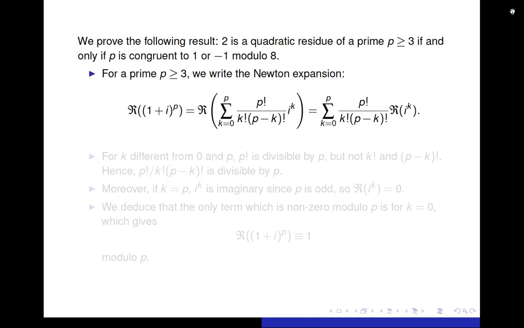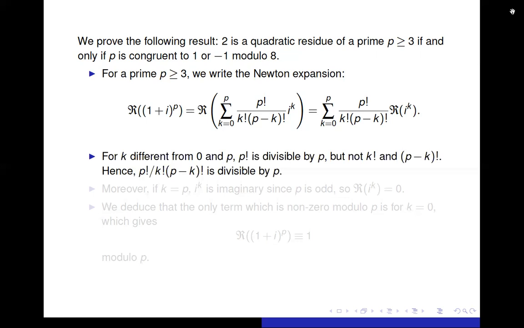So the first step of the proof is a Newton expansion. I expand (1 + i)^p, and then I take the real part. So I get the real part of the sum for k equals 0 to p of p choose k, so it's p factorial over k factorial (p - k) factorial, times i^k. Like take the real part. So I can write it as a sum of p factorial over k factorial (p - k) factorial times the real part of i^k. And I look at this real part modulo p.